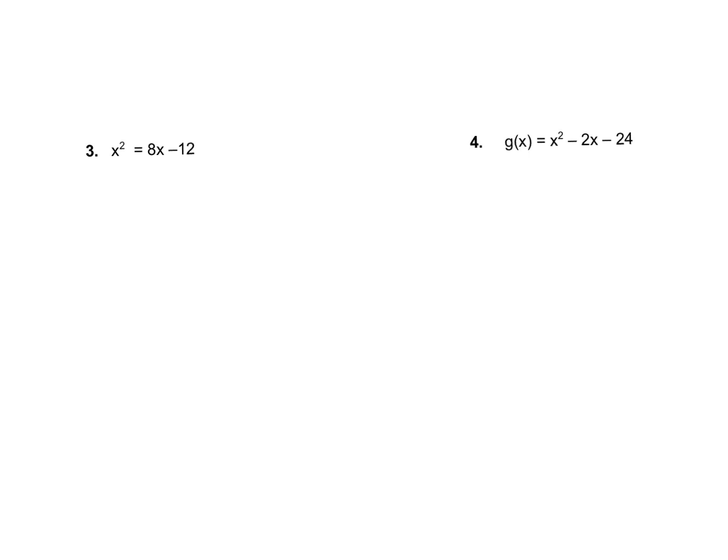All right, so number 3. Let's go ahead and move the 8x and the negative 12 over to the other side by doing the opposite, because we want to keep a positive x squared. So we'll have x squared minus 8x plus 12 is going to be equal to 0.